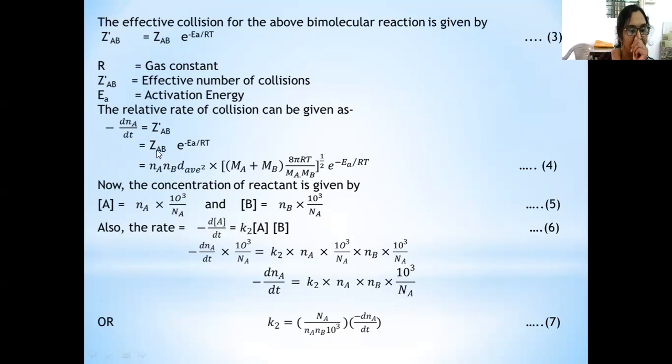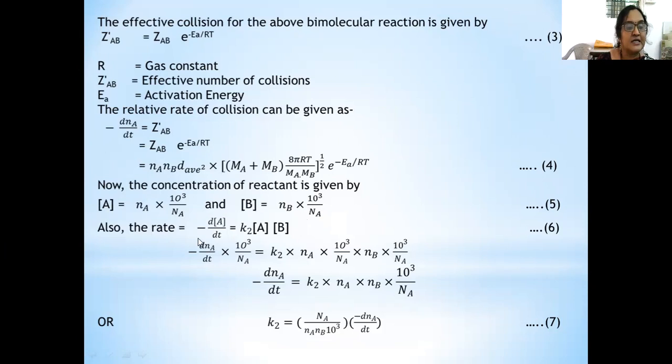So we substitute the value of ZAB from equation 2, and we get this equation, that is minus dNA by dt. So this is the rate in terms of the number of molecules of A. But in terms of concentration, the concentration of A equals the number of molecules of A into 10 to the power minus 3 divided by NA, the Avogadro number, and again the concentration of B equals NB into 10 to the power 3 divided by NA.